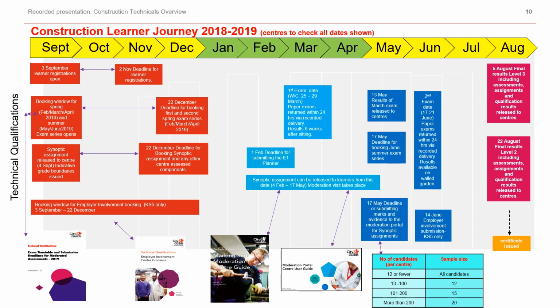And then in the following term, May to August, you can see you get the exam results for the first exam, the deadline for booking the second exam if the learner has failed or wants to resit to improve the outcome of the grade. You've also got a deadline for submitting the evidence on the moderation portal, and there's a guide there to support you in how you would do that, and also submitting by the 14th of June the employee involvement planner tracker that we mentioned earlier on the previous slide. And all results you will get mid-August, and then hopefully a successful outcome would result in a certificate being issued to the learner.